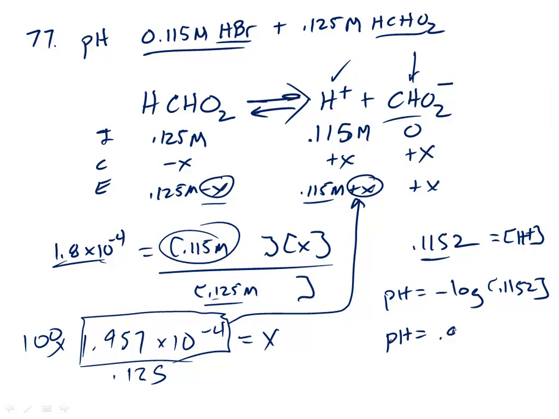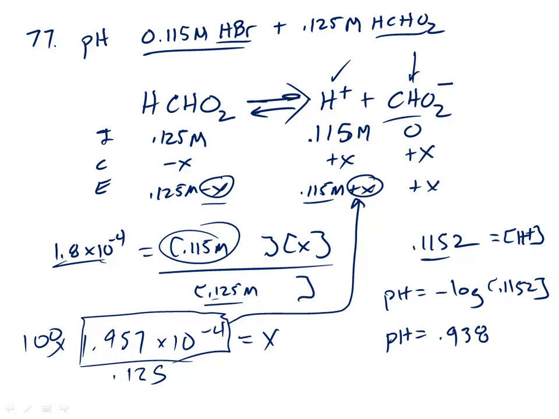0.938. 0.938. How many significant figures? 3. All right. So there's my 3. 0.938.